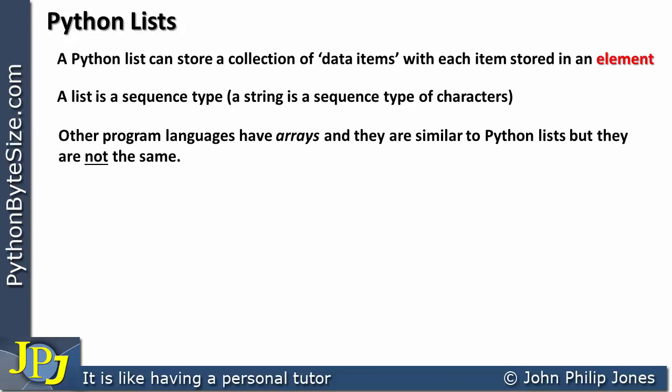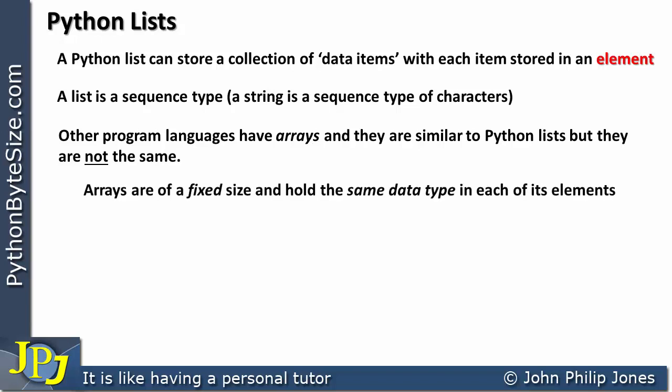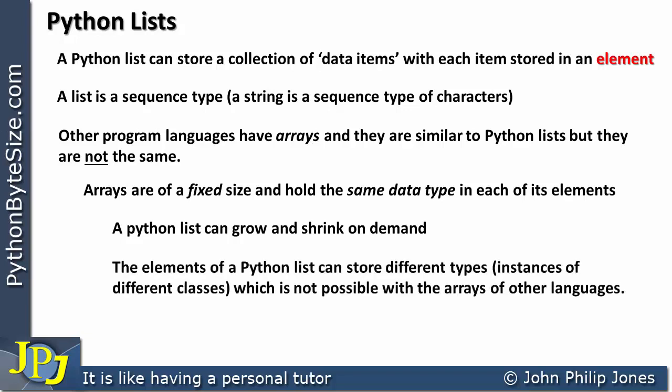Other programming languages have arrays, and they are similar to Python lists, but they are not the same. Arrays are of a fixed size and hold the same data type in each of its elements. A Python list, however, is not fixed in size. It can grow and shrink on demand. The elements of a Python list can store different types, i.e. instances of different classes, in other words, objects, which is not possible with the arrays of other languages.